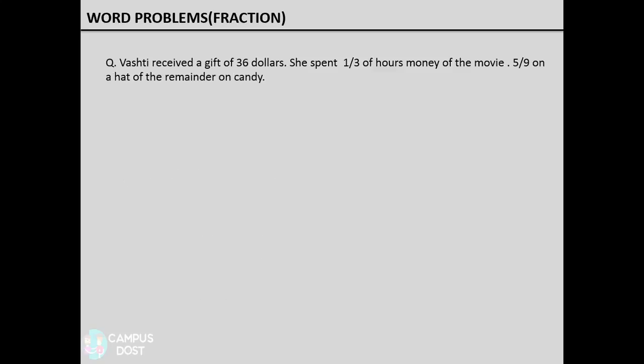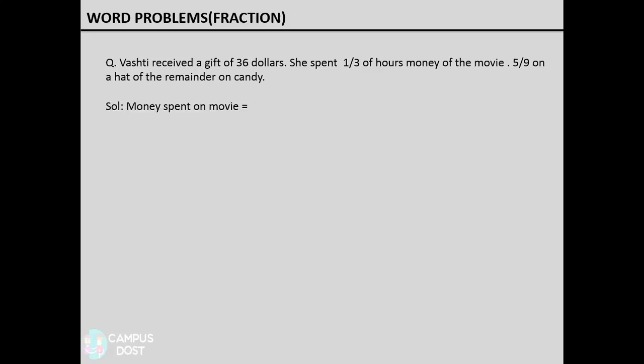Okay, let's try another question. Here we are told that Vashti has $36 and she spent 1/3 of that at the movie, 5/9 on the hat, and the remainder on candy. Our task is to determine how much money she spent on candy.